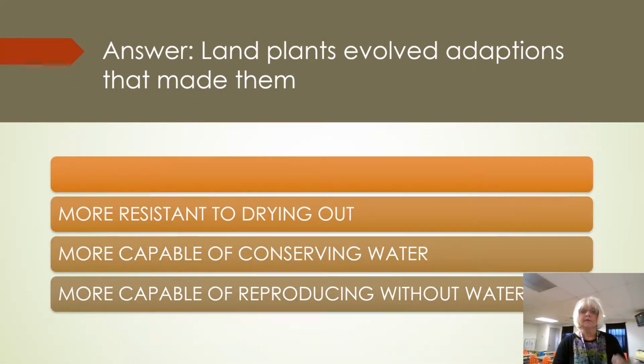So how did the relative lack of water on land affect how plants evolved? Well, land plants evolved adaptations that made them more resistant to drying out. They became more capable of conserving water and more capable of reproducing without water.